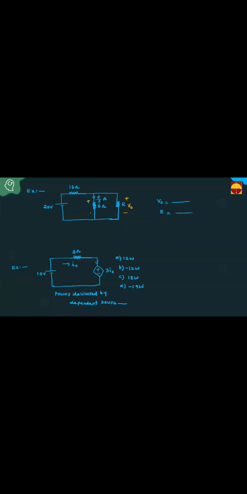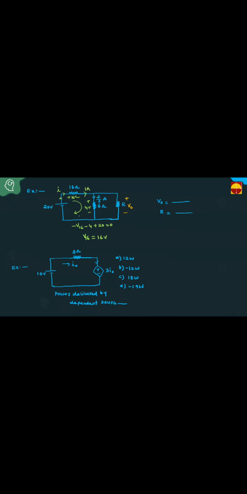What is the voltage here? Tell me. The current is 2 by 3 ampere, sir. What is the voltage here? This current into this resistance, 2 by 3 into 6, 12 by 3, 4 volts. Then what is this voltage? Apply KVL here. Minus V16 minus 4 plus 20 equal to 0. What is V16? 16 volts. This is 16 volts, 16 ohms.